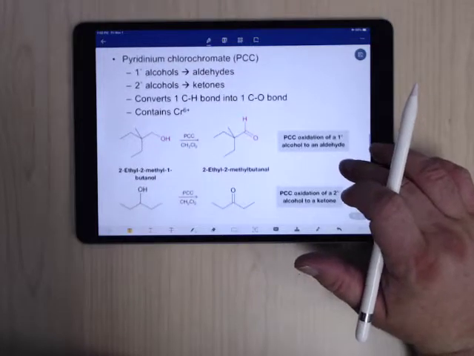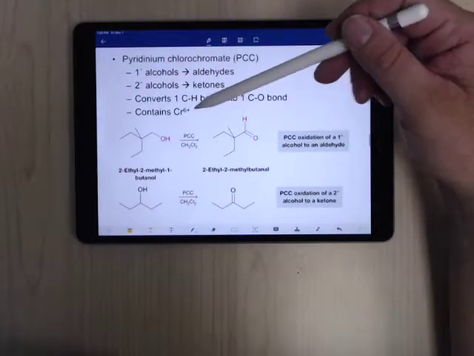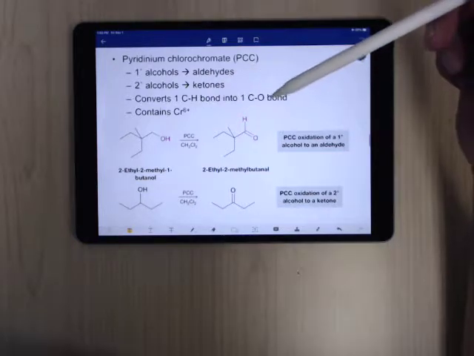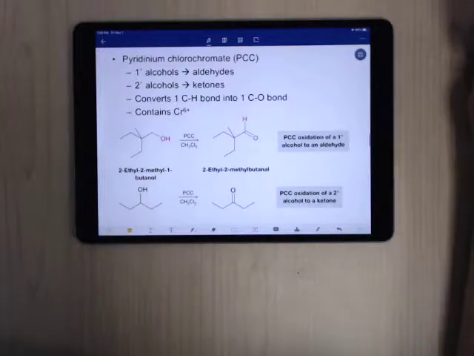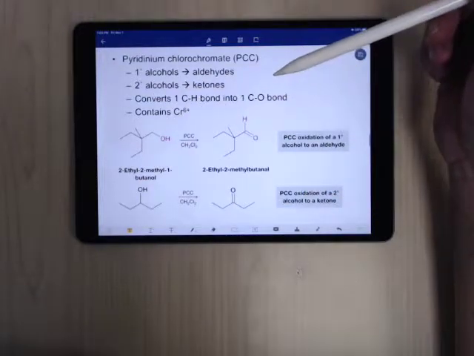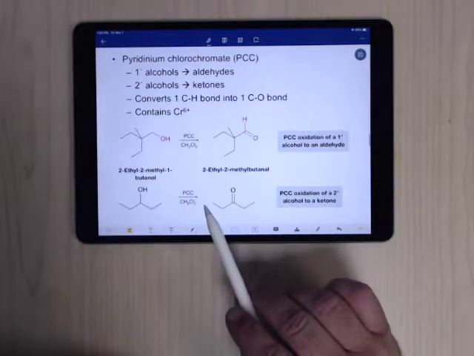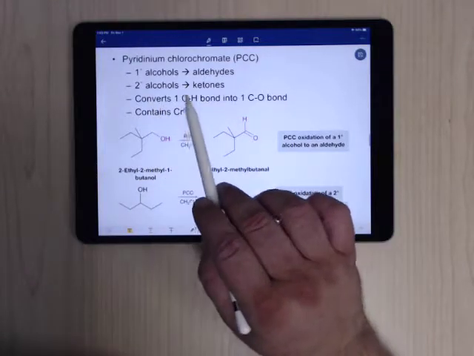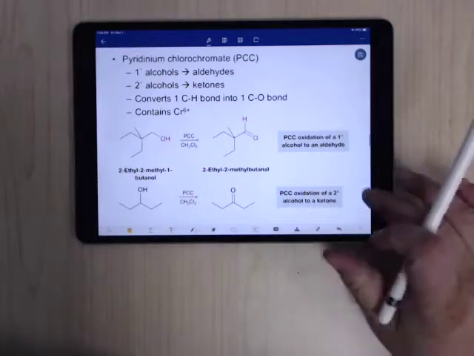The other way that you can do this is pyridinium chlorochromate, or PCC. It does contain chromium 6. So if you're going to do an oxidation, typically you do a Swern oxidation. It's much milder, and you don't have to worry about chromium compounds. But it does the same thing as what the Swern does. It converts one CH bond into one new CO bond, and that's it. It stops there.